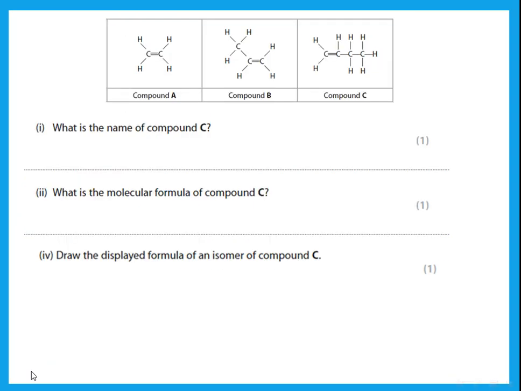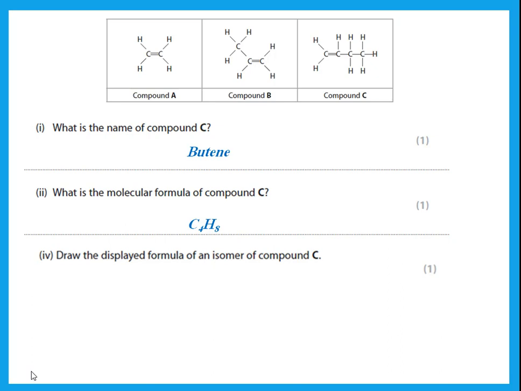What is the name of compound C? Where is compound C? How many carbons does compound C have? It has 4 carbons. What functional group does it have? It has a double bond, so that is called butene. If you want to be more specific, the double bond is on the first carbon, so you can say but-1-ene or 1-butene. What is the molecular formula of compound C? So molecular formula, remember, which one is molecular formula? Molecular formula is the one showing the total number of carbons and total number of hydrogens. So the molecular formula for that is C4H8.